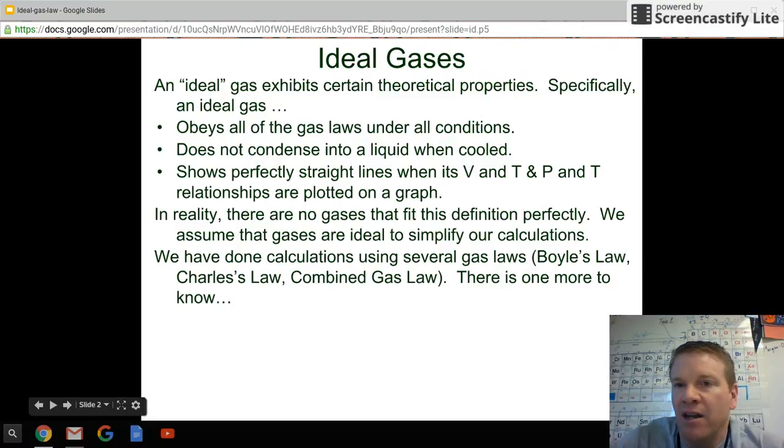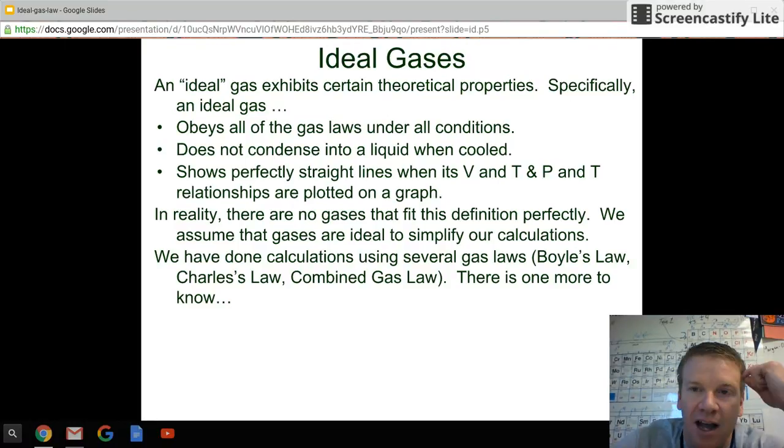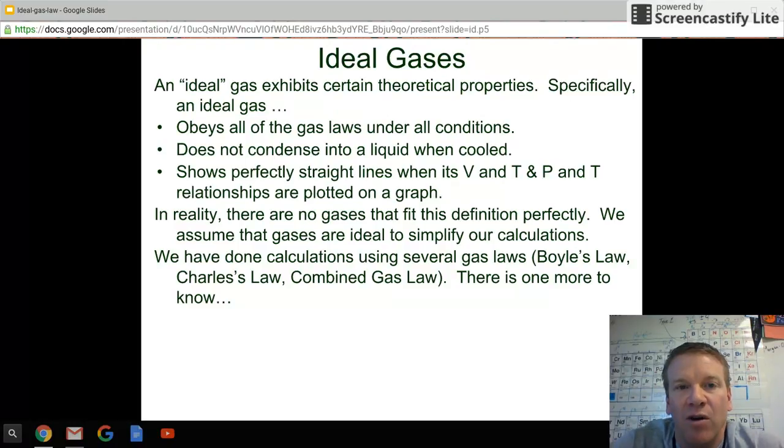Right. First thing that we need to know is that in order for something to be considered for the ideal gas law, it needs to be an ideal gas. Ideal gases are defined by how they behave. So they obey all of the gas laws under all conditions. They don't condense into a liquid when cooled, and they show these nice straight lines.